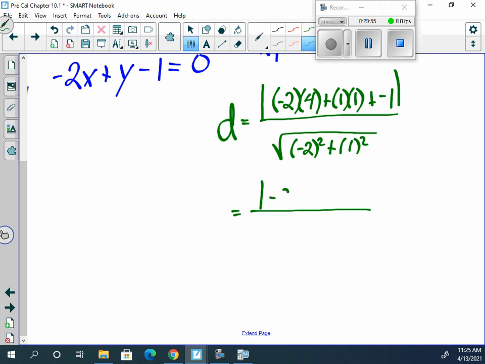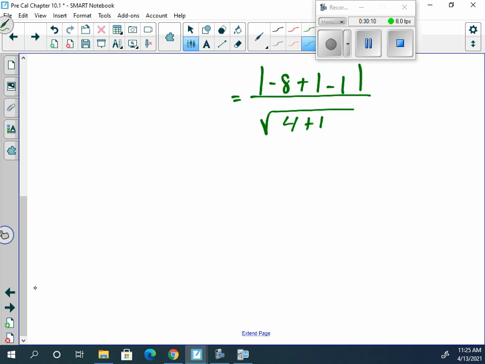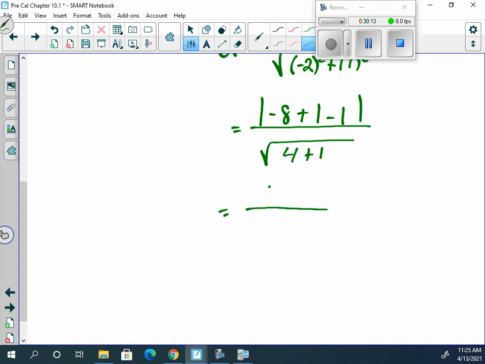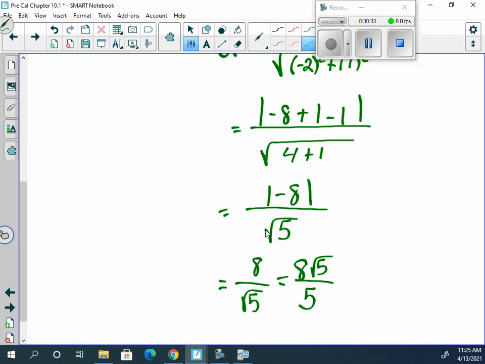Well, negative 2 times 4 is negative 8. 1 times 1 is 1, minus 1. Negative 2 squared is 4, and 1 squared is 1. Now, the numerator would just give us the absolute value of negative 8, and the denominator will have the square root of 5. Now, if we want to rationalize the denominator, we would multiply the top and bottom by the square root of 5. So the distance between the point and the line is 8 square root of 5 over 5.